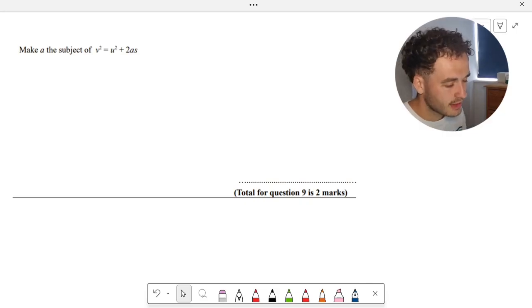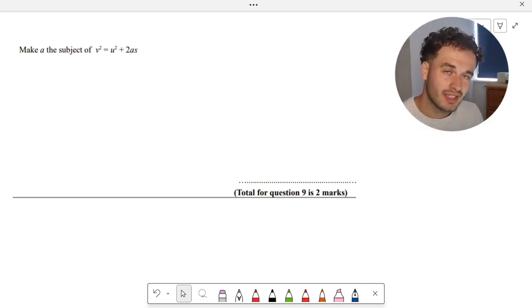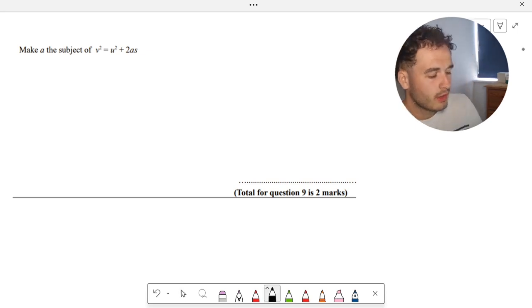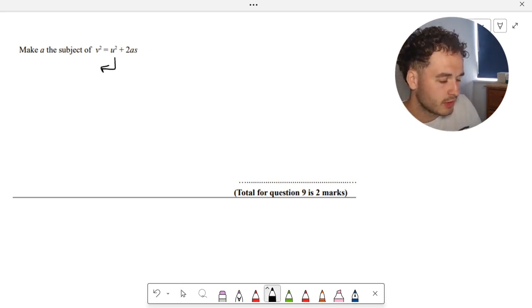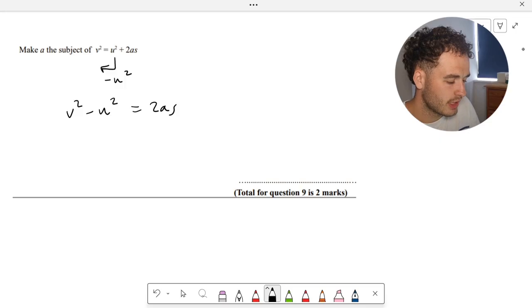We need to make A the subject. Well, it gets a bit scary now, because you've got some squareds in there. Well, still the same thing. U squared is just a term, so we're going to subtract u squared from both sides of the equation. So v squared minus u squared equals 2as.